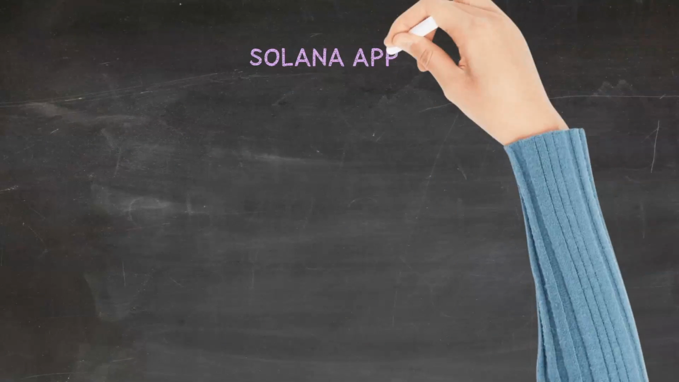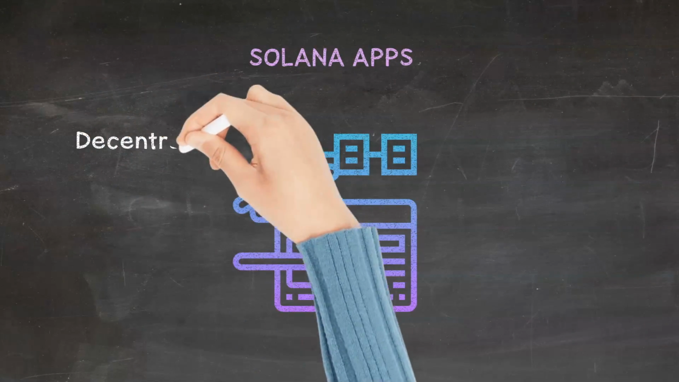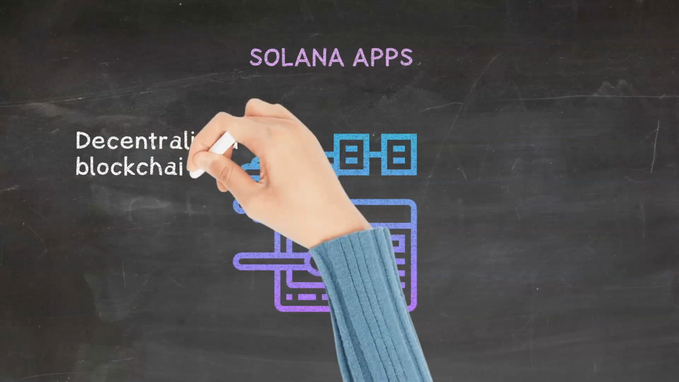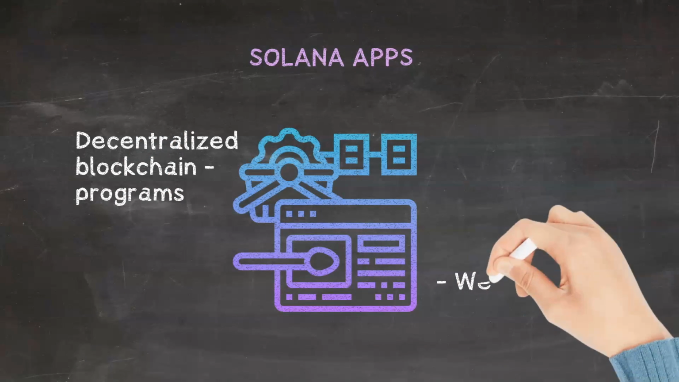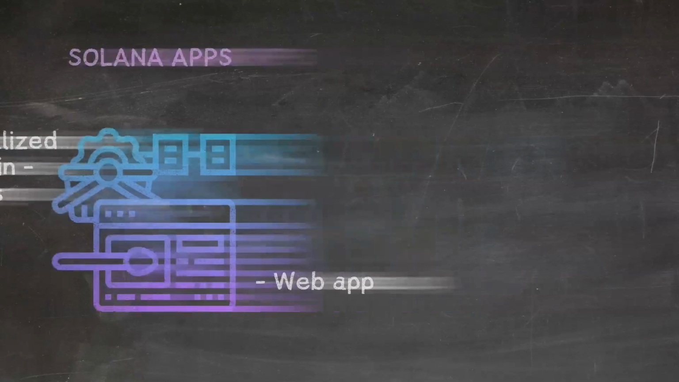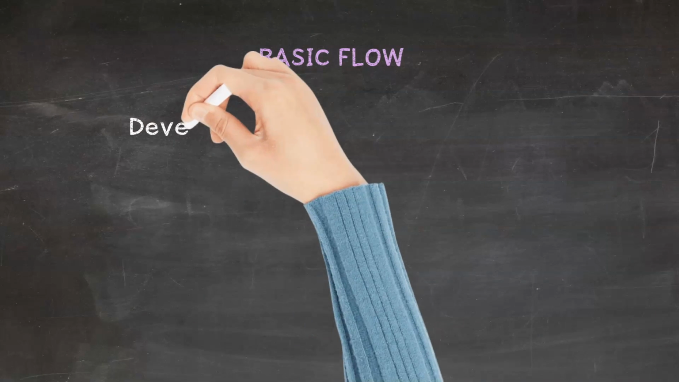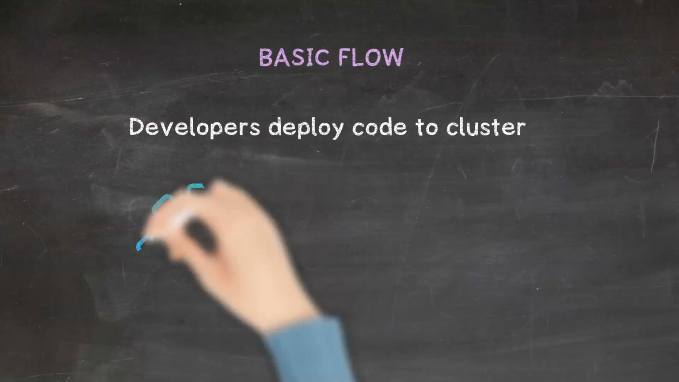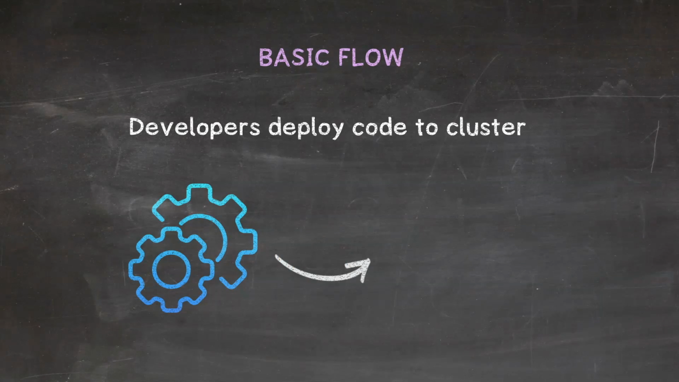As a Solana developer, you can subdivide your program into two parts: a set of decentralized, blockchain-based programs that run behind the curtains and can be audited, and then there's the web app itself that interacts with your users. The basic production flow of a Solana app goes something like this.